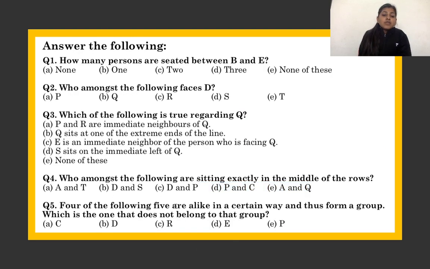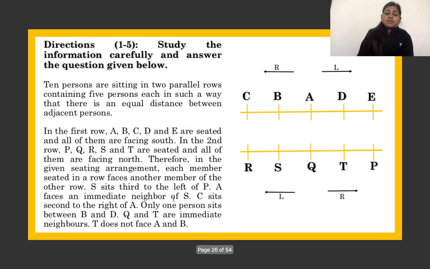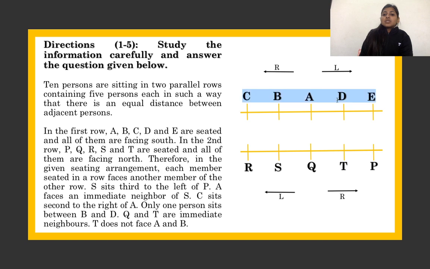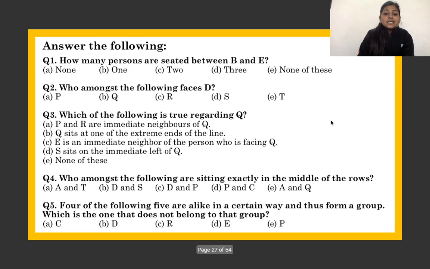Question 5. 4 of the 5 are alike in a certain way and thus form a group. Which is the one that does not belong to that group? C, D, R, E, P. So we see out of all this, D is the one who is not in the extreme positions and the other 4 are. So the answer is option B, that is D.